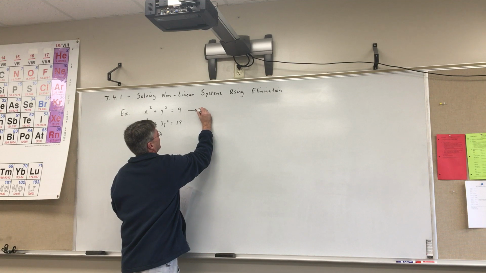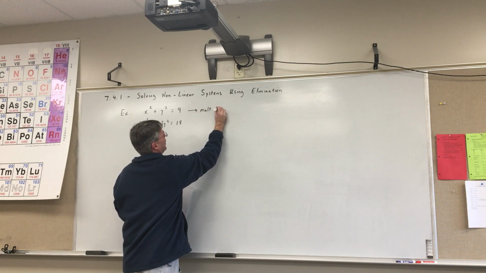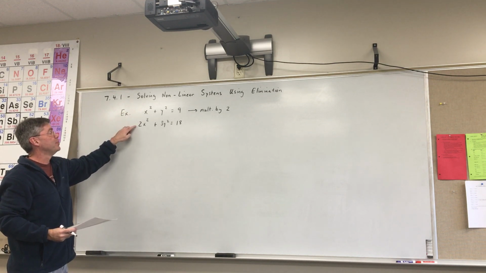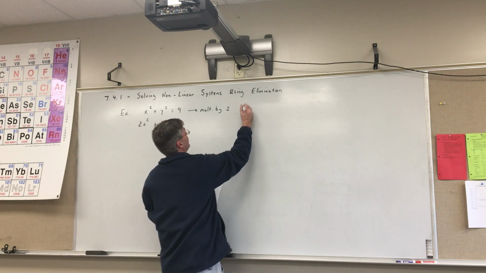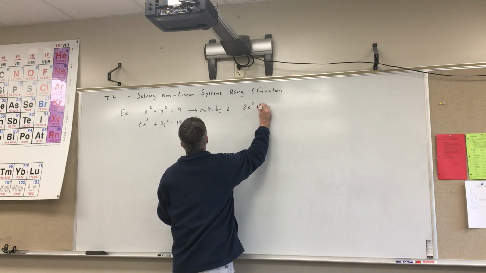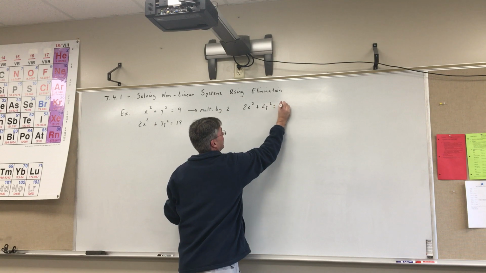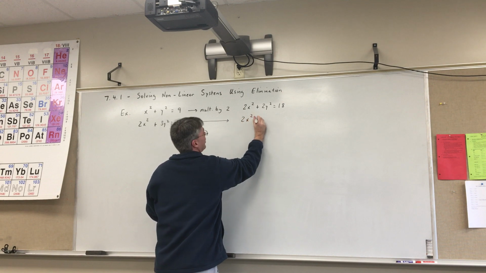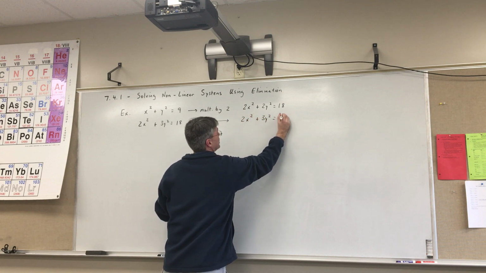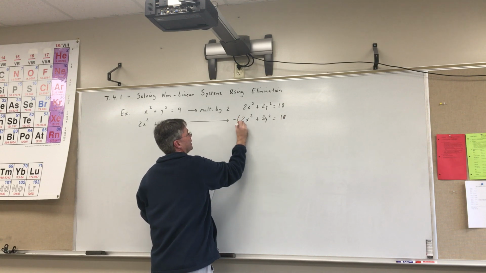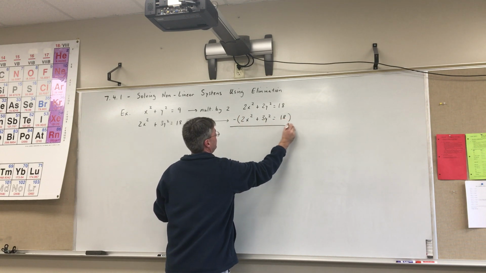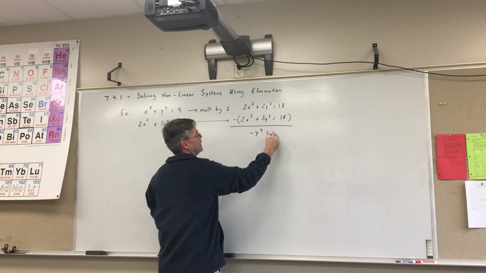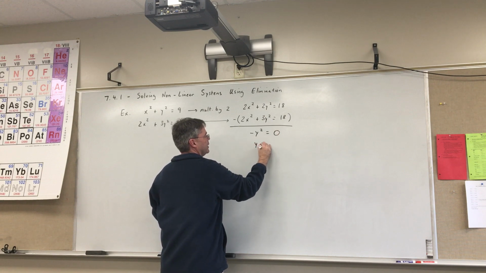Let's multiply the first equation by 2. If we do that, then I can eliminate the x squared. So we'd have 2x squared plus 2y squared is equal to 18. And then I'm going to rewrite the second equation right underneath: 2x squared plus 3y squared is equal to 18. We'll subtract the second equation. 2 minus 3 would be negative y squared is equal to, and 18 minus 18 is 0. So y is going to be 0.